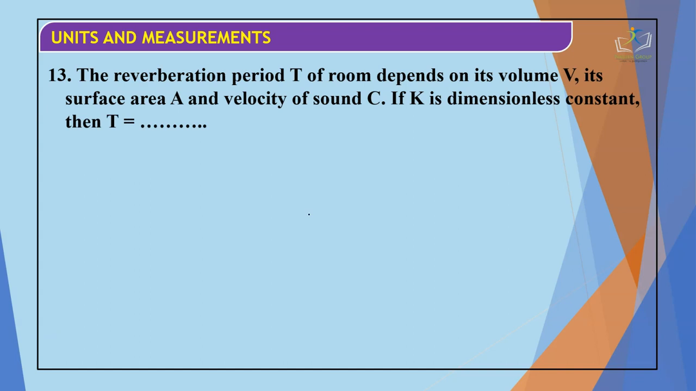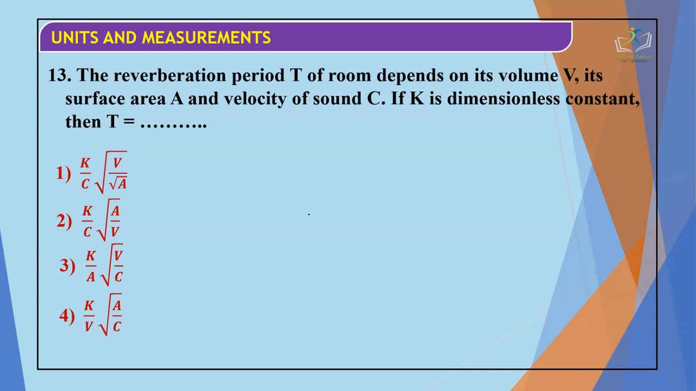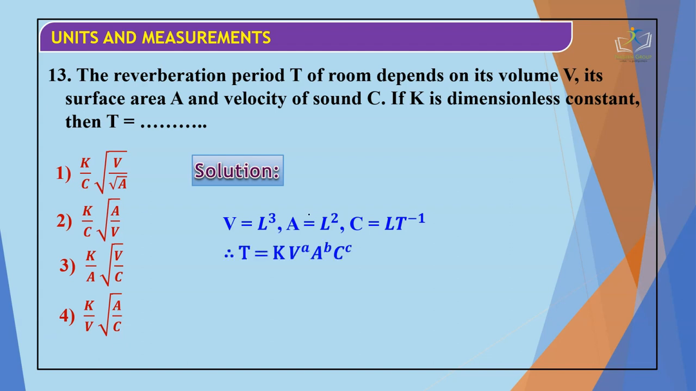The reverberation period T of a room depends on its volume V, its surface area A and the velocity of sound C. If K is a dimensionless constant, T is equal to? We have these options. Now the solution part. V, volume, has dimension L cubed. A, area, has dimension L squared. And C, speed of sound, so LT to the power minus 1 is its dimension.